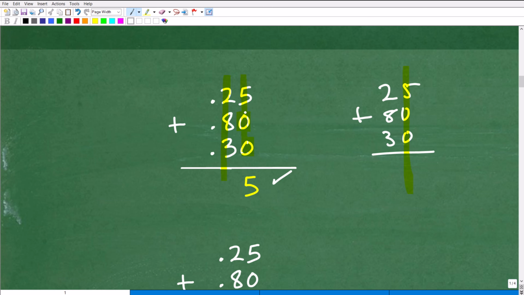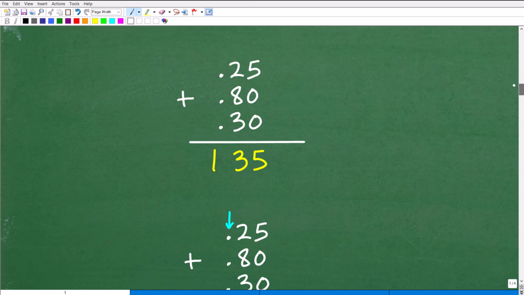There's nothing to carry over here. So in other words, this isn't like 15. If this was a 5, 5, and 5, 15, you would carry a 1. But we just have a nice little 5 here. So now let's go ahead and add up this column here. Okay, so now we're going to add up 2 plus 8 and 3. So 2 and 8 is 10 plus 3 is 13. So we'll write our nice 13 right there. So we have 135, but now we have to address that decimal point, right?